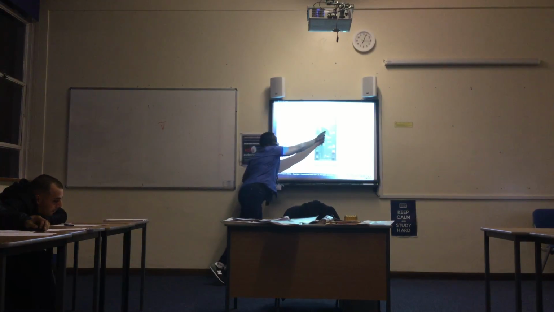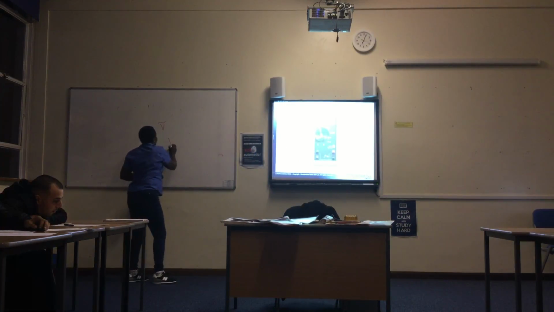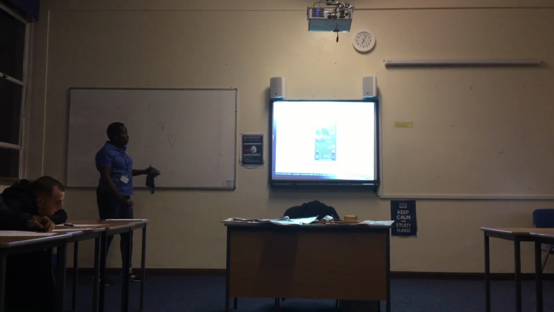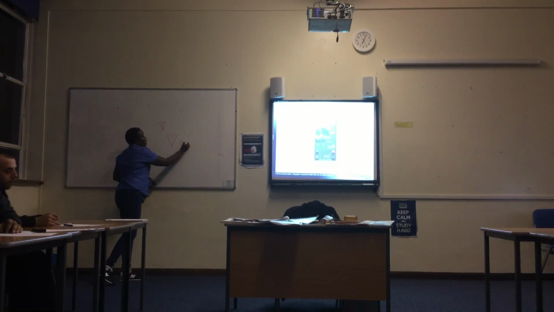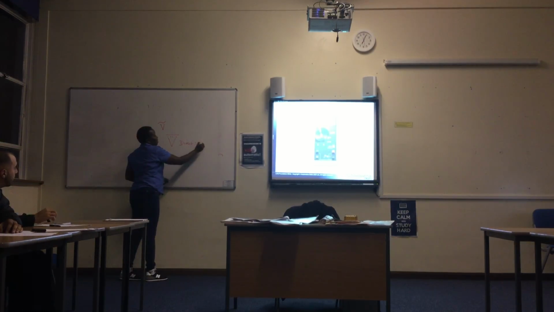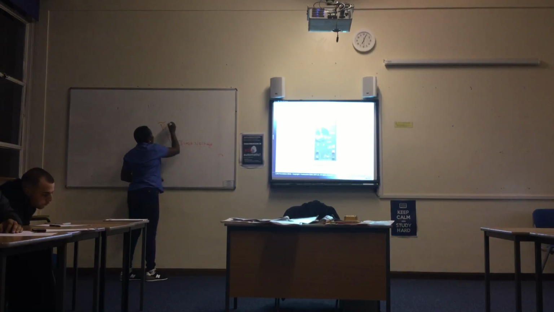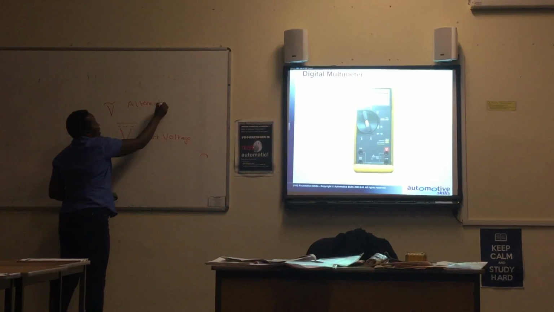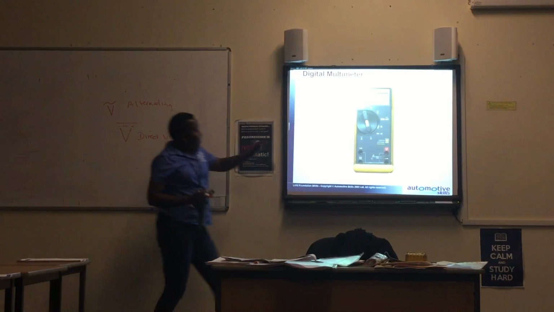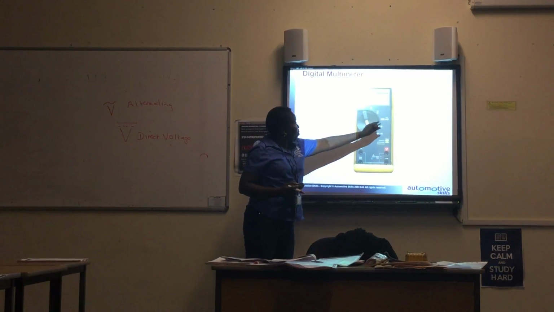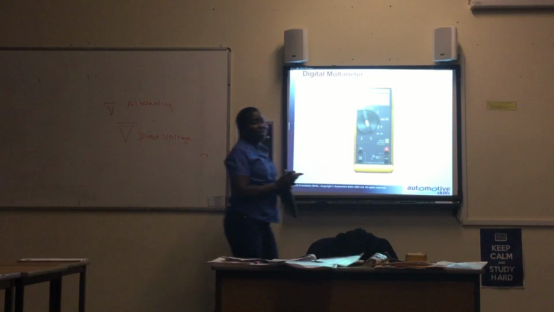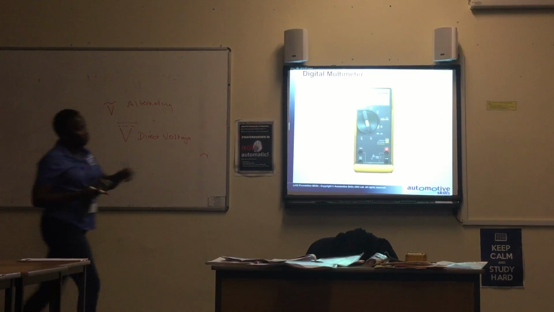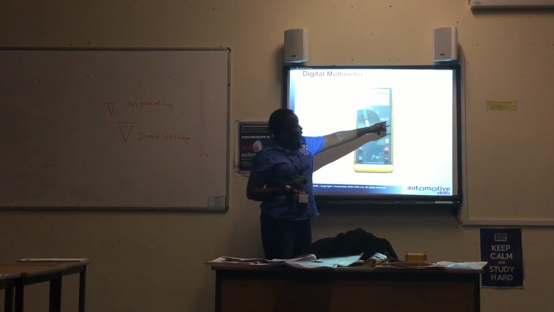Then there is another V with a dash, dash, and it means direct voltage. So this is alternating, then we have direct. Then if this points to there, it means direct millivolts. Can you see we have a small m and a big V?